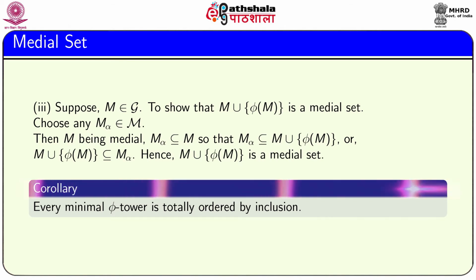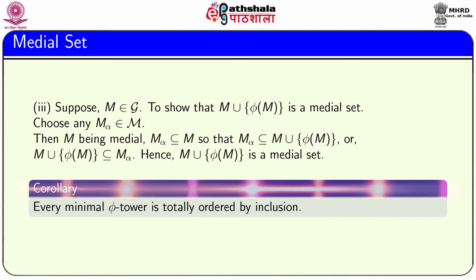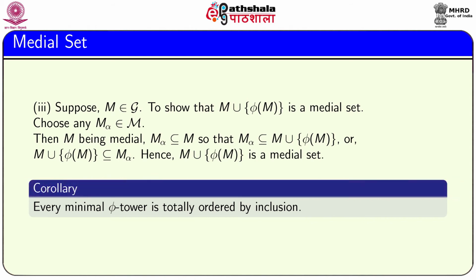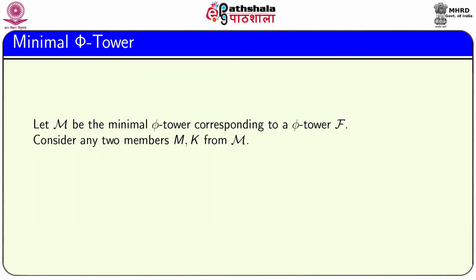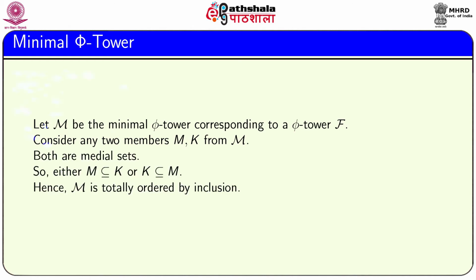As a corollary to this theorem, we get that every minimal phi tower is totally ordered by inclusion. Let script M be the minimal phi tower corresponding to a phi tower F. Consider any two members M and K from script M, the minimal phi tower. Then both are medial sets. So, either M is a subset of K or K is a subset of M, and hence script M is totally ordered by inclusion.